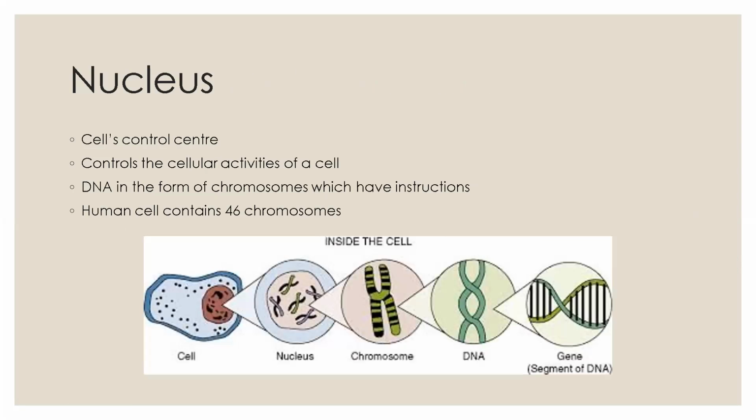Then we have the nucleus, which is the cell's control center. It controls the cellular activities of a cell. It consists of DNA in the form of chromosomes, which have instructions. And the human cell contains 46 chromosomes. Here you can see an image of the cell nucleus and it contains chromosomes. And this is how they look magnified.